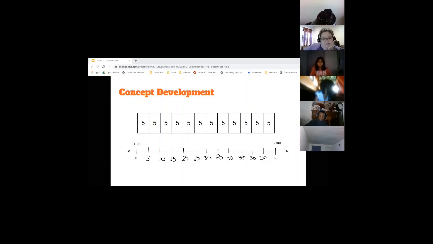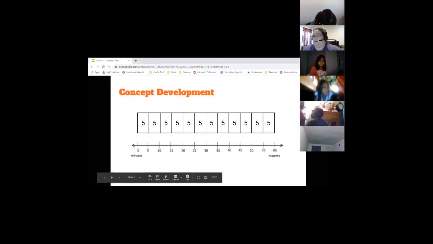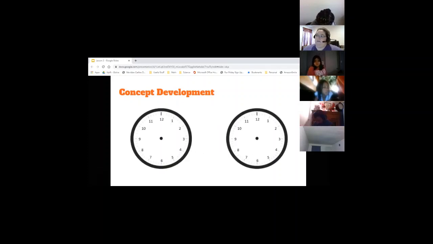All right, so let's go ahead and move on to looking at a number line and a clock. Okay? So here's my fancy number line here, 0 minutes and 60 minutes. They all line up perfectly. All right. So how does the number line that we've labeled compare to the analog clock here on the screen? How do they compare?